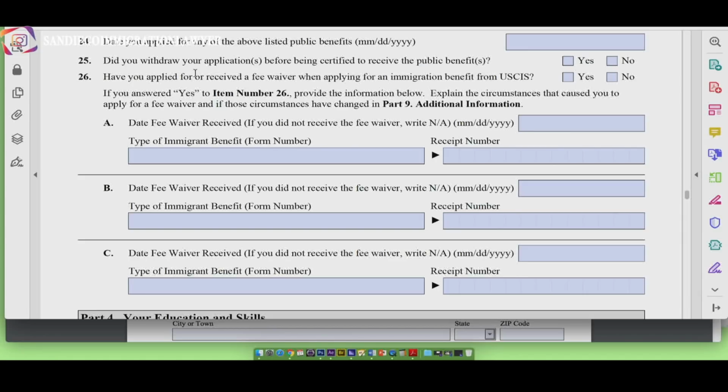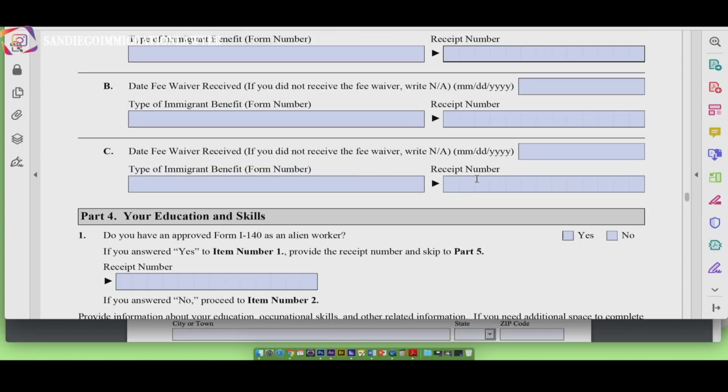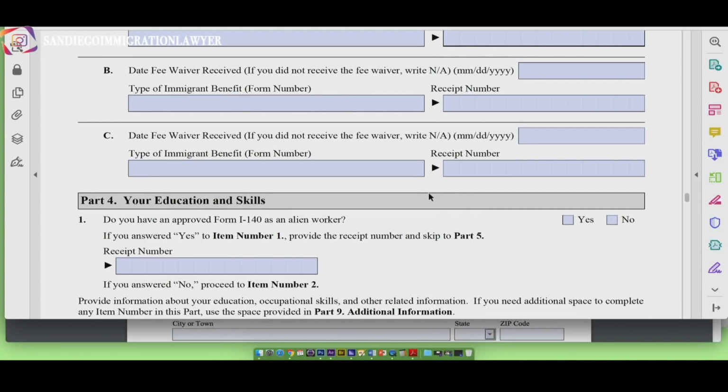Have you applied or received a fee waiver for any immigration benefit? This is a whole separate thing. So some people will file a petition or for adjustment of status and will receive a fee waiver. And now they want to know if you've ever received a fee waiver, because they give the fee waivers to people because of low income or their inability to pay the fee. So you will have to list that information along with the receipt numbers, the dates, and the type of immigrant petition or benefit.